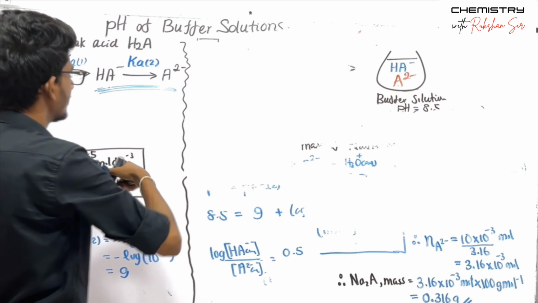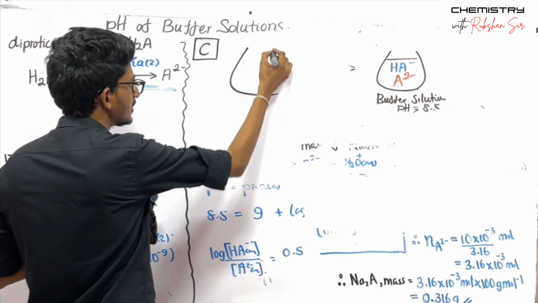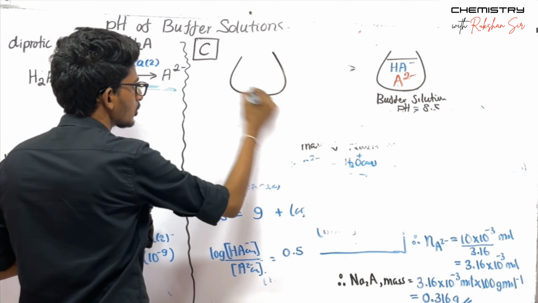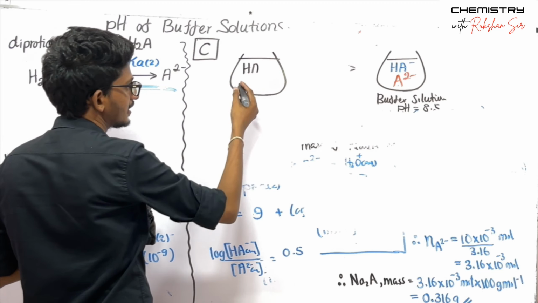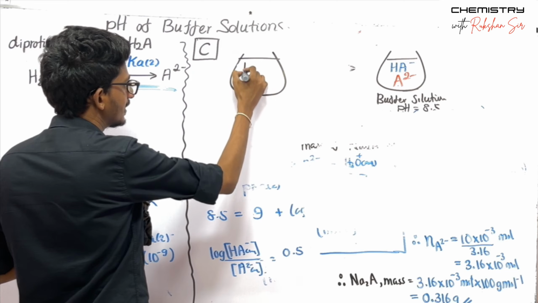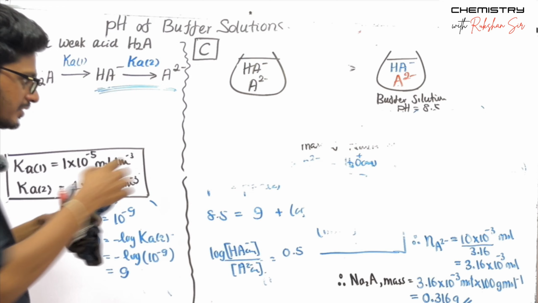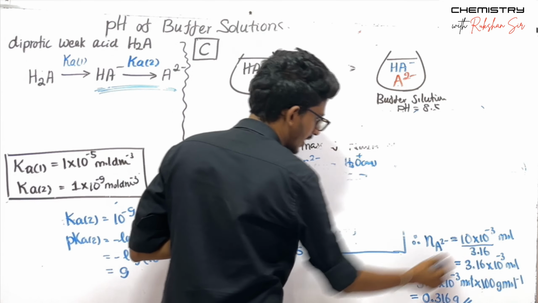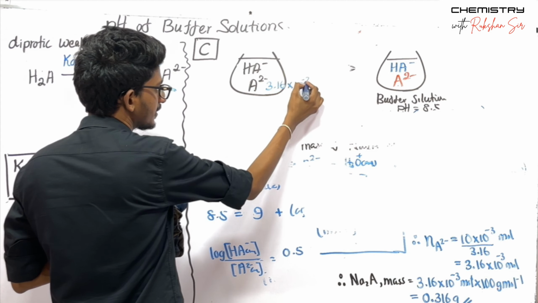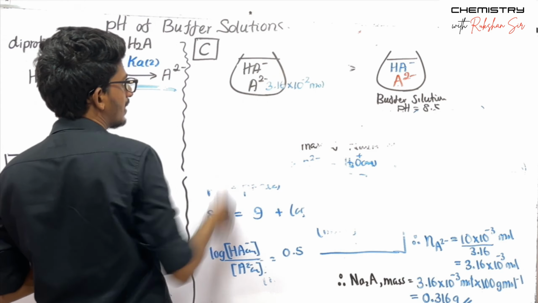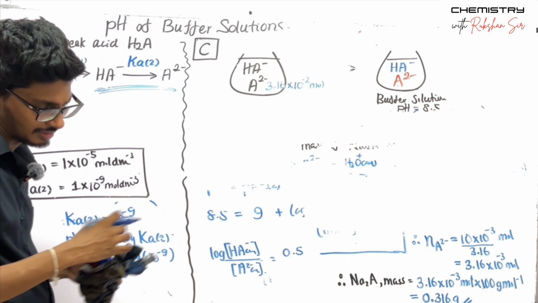So with question C, start with the buffer solution we just prepared. That solution contains HA minus and A2 minus. What are the amounts there? The A2 minus amount is 3.16 into 10 to the power minus 2 moles. The HA minus amount was kind of 0.1 mole.